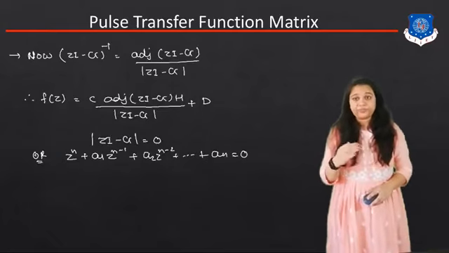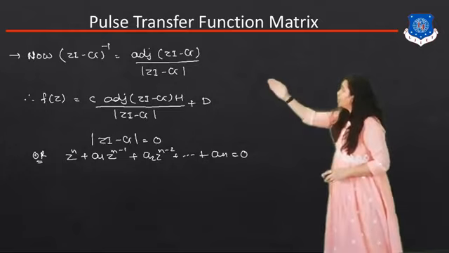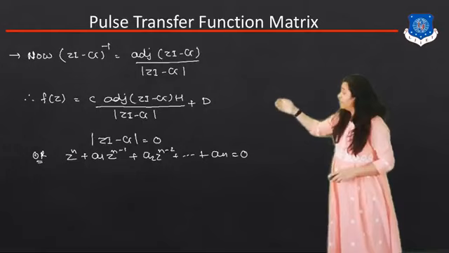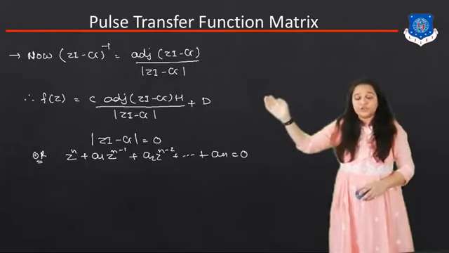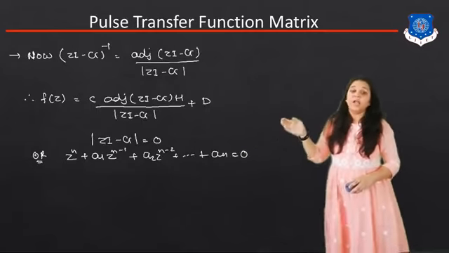Now, what is (zI - G) inverse? As you know, it is the adjoint of (zI - G) upon the determinant of (zI - G). So the pulse transfer function F(z) is nothing but C times the adjoint of (zI - G) times H, upon the determinant of (zI - G), plus D.